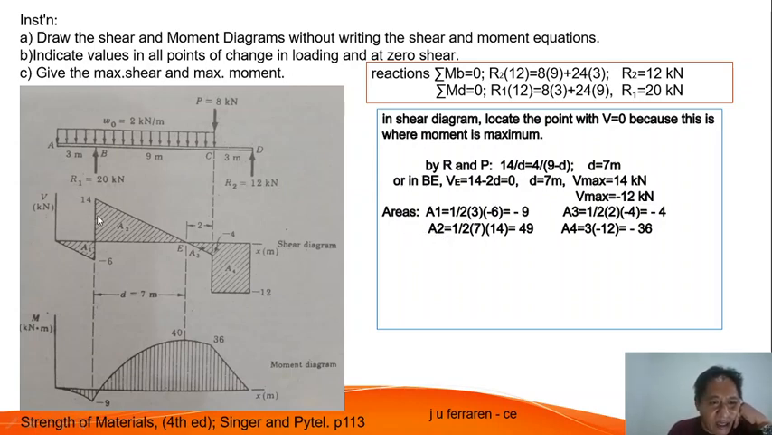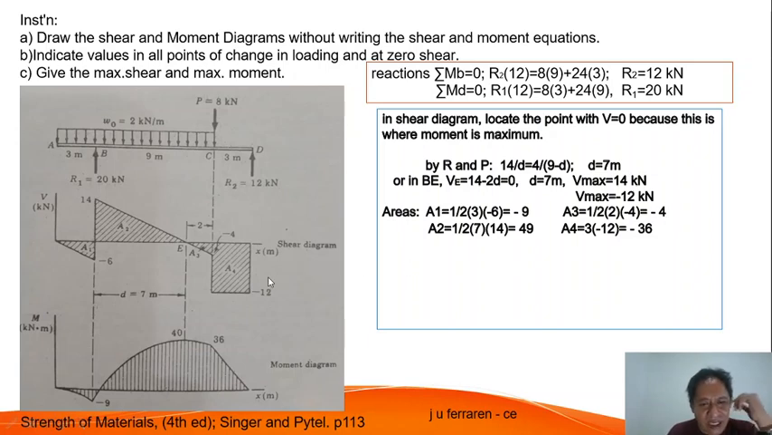So, triangle, 1/2, the base is 7, we already solved that, right? Times 14. We have 49. Positive region, or area. Then this is 2, because if that's 7, that's 2. Correct? So, 2 times 4, half of that also. A negative area, negative 4.